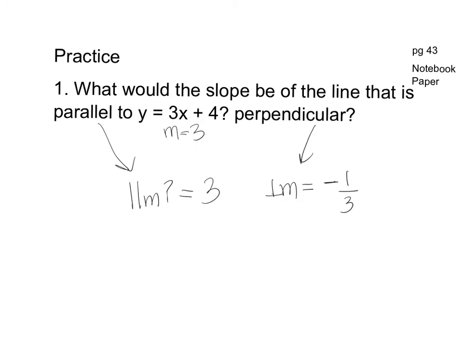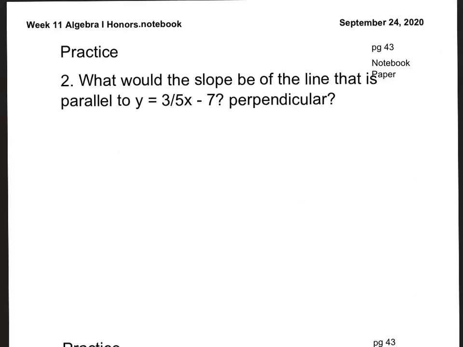Please do write the problem and then write our answers here and write the work that we used to get to the answer. Question 2, same sort of question. First thing I do is name the slope of this line. The slope is 3/5.